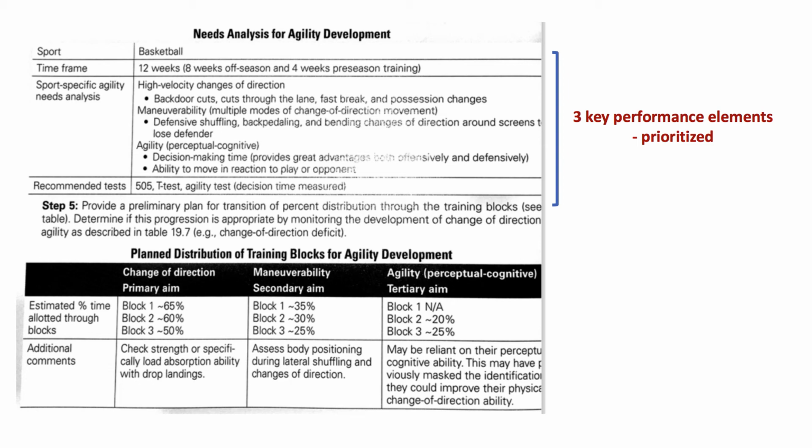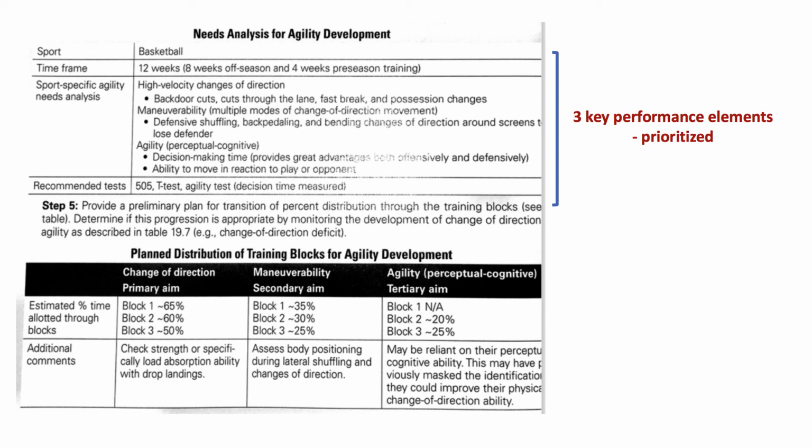The first block, 65% of it will be focused on change of direction as a primary aim. And then you can see in block 1, 35% is maneuverability, and for agility, there's none associated with developing perceptual cognitive until a firm foundation of change of direction and maneuverability has been established. So then we move to block 2. 60% of the time for agility development will be on change of direction, 30% maneuverability, and 20% for the perceptual cognitive agility piece. The third block, as we're moving closer to the competition season, we've reduced the amount of time for change of direction, reduced maneuverability, and increased the perceptual cognitive ability. So this is really pairing up and tapering the individual to be ready for the main season, where in basketball itself, you're going to be doing a lot of perceptual cognitive agility, and so they want to develop that closer to the season.